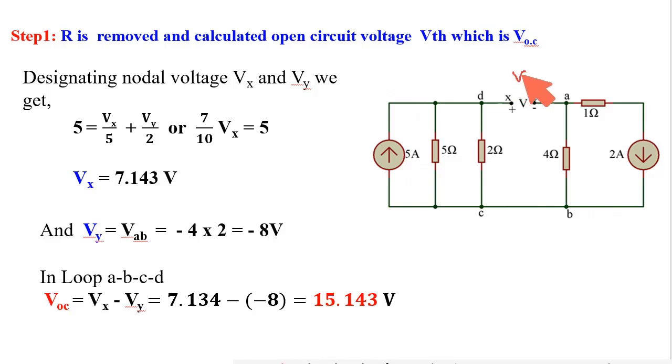Now VOC is equal to Vx minus Vy. The value of Vx is 7.143 minus the value of Vy, which is minus 8. Ultimately VOC is 15.143 volts.